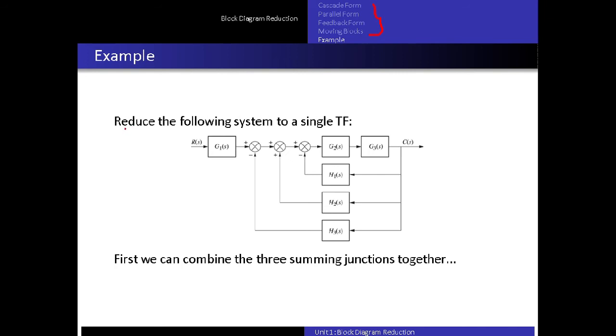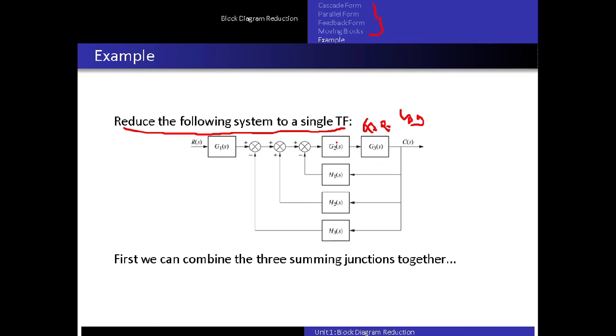So the example is: reduce the following system to a single transfer function. You can see the different blocks represent transfer functions, but with the block diagram reduction technique we are interested in finding a single block, a single transfer function. So here you can see these two blocks are in series, so you can easily find the reduction of these two, which will be G2 multiplied by G3. It will be G2 multiplied by G3 of S. I am not saying G3 of S each time, but it will always be there.